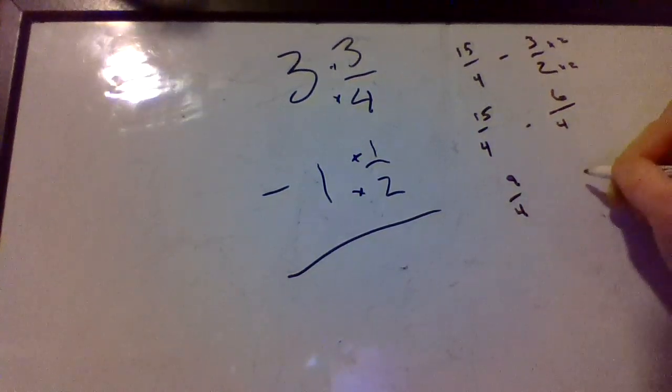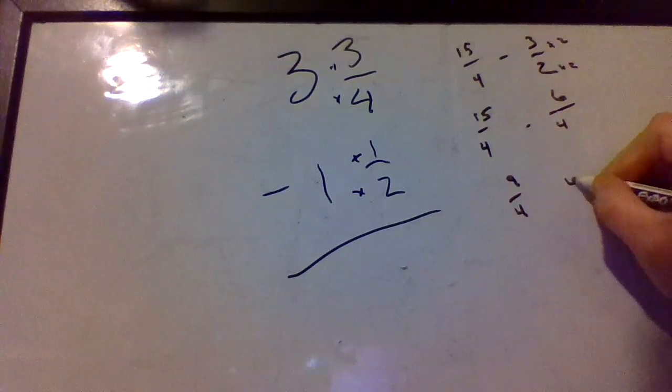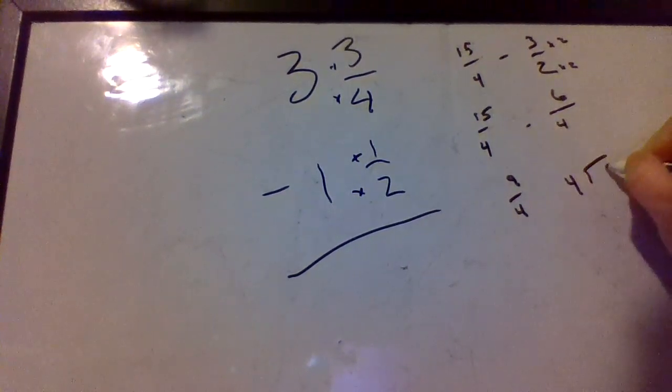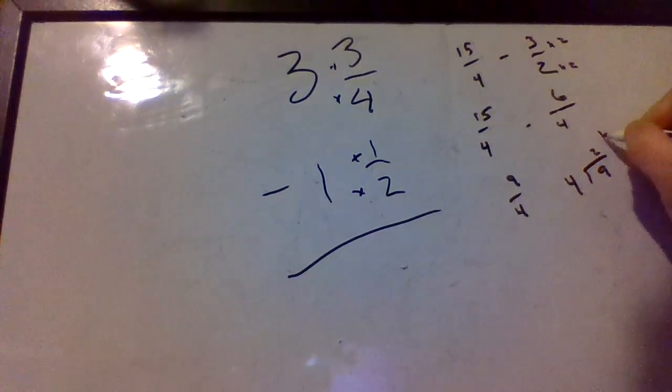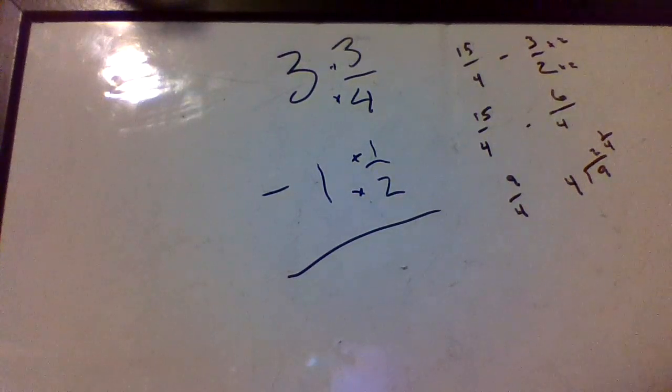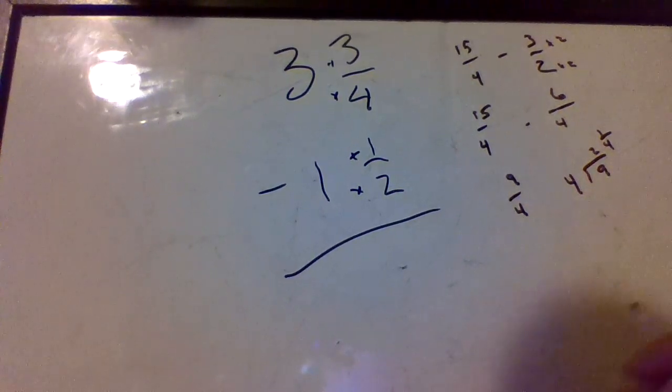Now we have to turn that back into a mixed number. So 4 divided into 9 goes twice with 1 left over. So our answer is 2 and 1/4. Now, I'm going to show you another way to do that that's not going to take so much work. It'll take a decent amount of work, but I think it'll be an easier way.